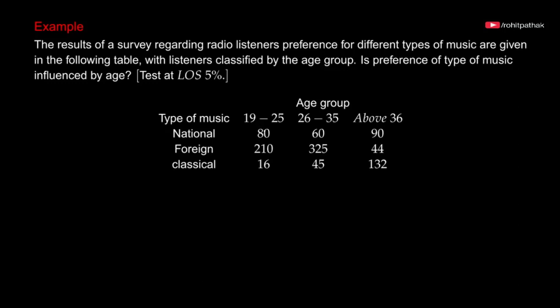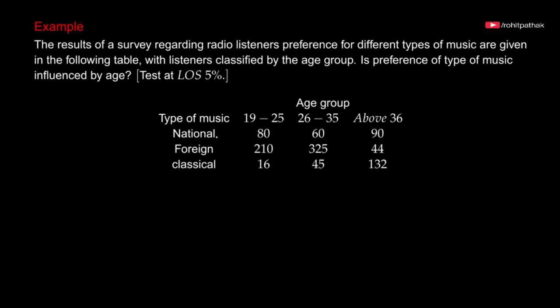The total number of observations have been divided into these classes. 80 people in the age group of 19 to 25 like national music. Similarly, 325 people in the age group of 26 to 35 like foreign music, and so on. So this is the table. Now here we want to find whether type of music and age group are independent or not.